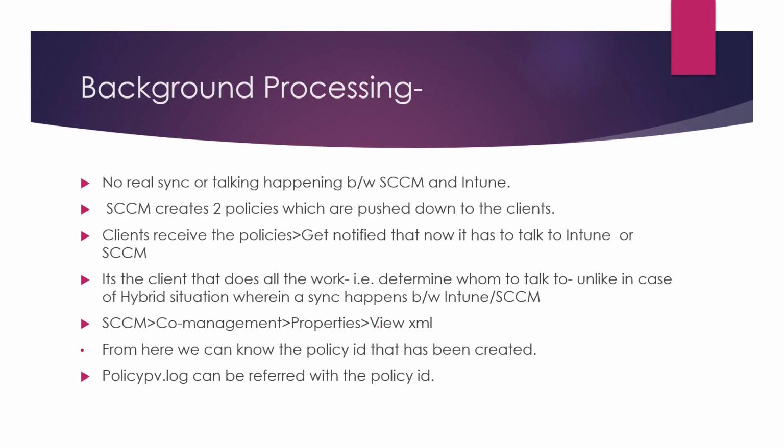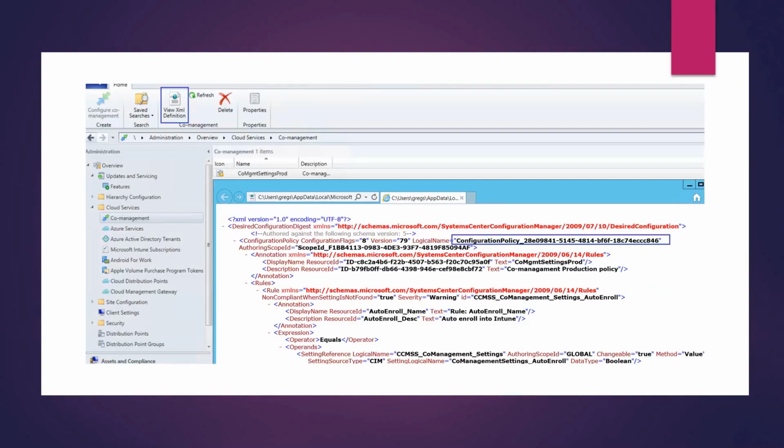How we get the value of that configuration policy is what I'm going to show you guys later on. But for now, the client receives the policy and gets notified that now it needs to talk to Intune or SCCM depending upon what the value is. It is the client that does all the work, that is, determines whom to talk to, unlike in the case of hybrid wherein a sync was happening. So let me just show you guys this.